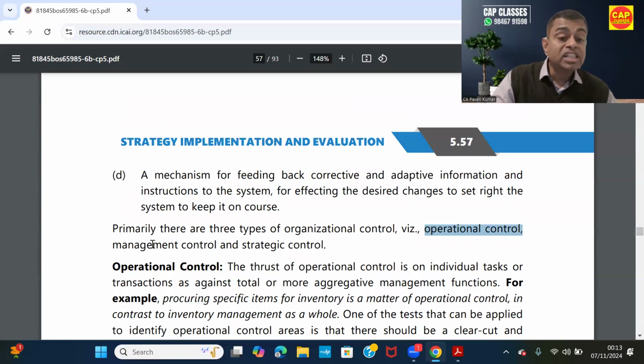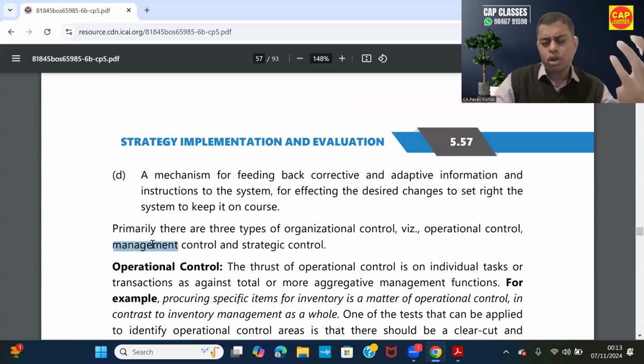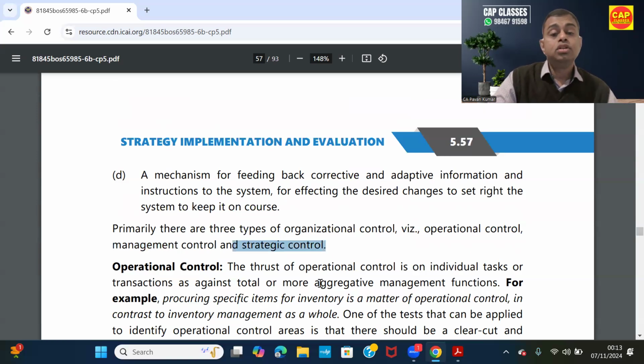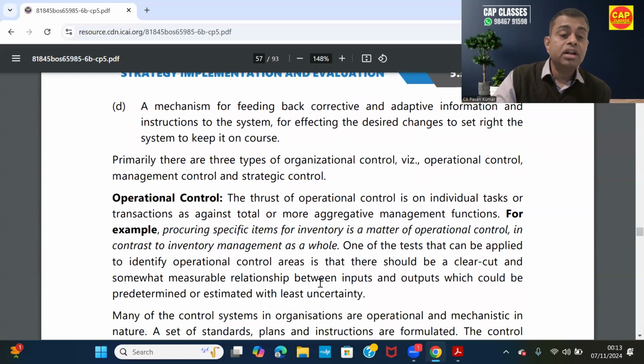Control can happen at management level, middle level. It can be all the levels. Strategic control. So what is operational level?